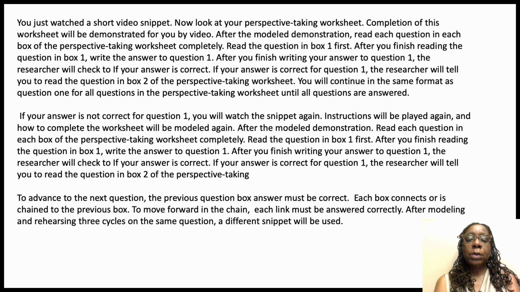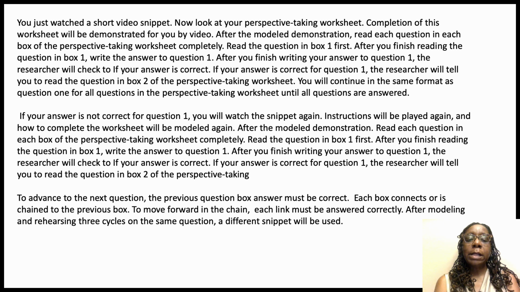After the model demonstration, read each question in each box of the perspective taking worksheet completely. Read the question in box 1 first. After you finish reading the question in box 1, write the answer to the question. After you finish writing your answer to question 1, the researcher will check to see if your answer is correct. If your answer is correct for question 1, the researcher will tell you to read the question in box 2 of the perspective taking worksheet.